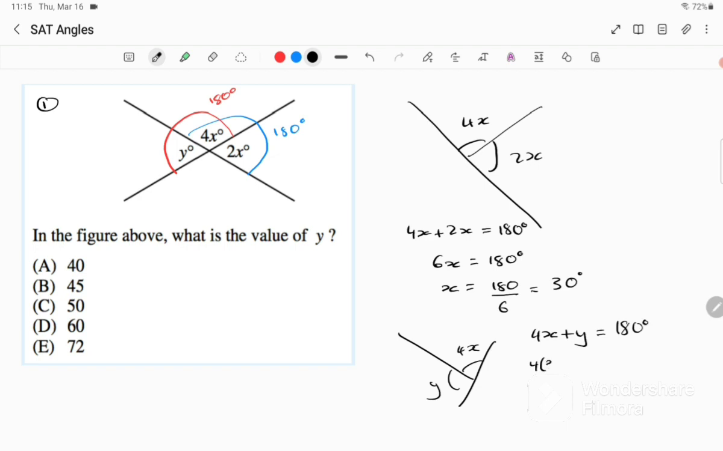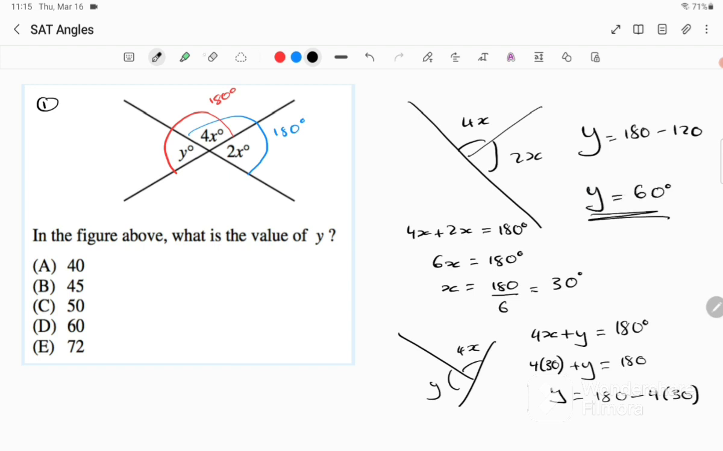So 4 times 30 plus y is equal to 180, and y is equal to 180 minus 4 times 30, and 4 times 30 is 120. So y is equal to 180 minus 120. And the answer that we're going to get is y is equal to 60 degrees. Therefore, the correct answer for this question is D.